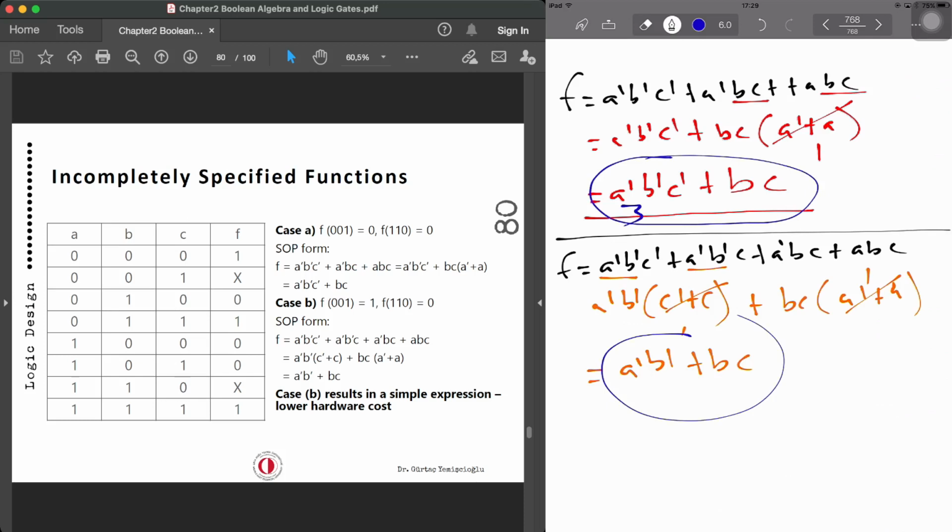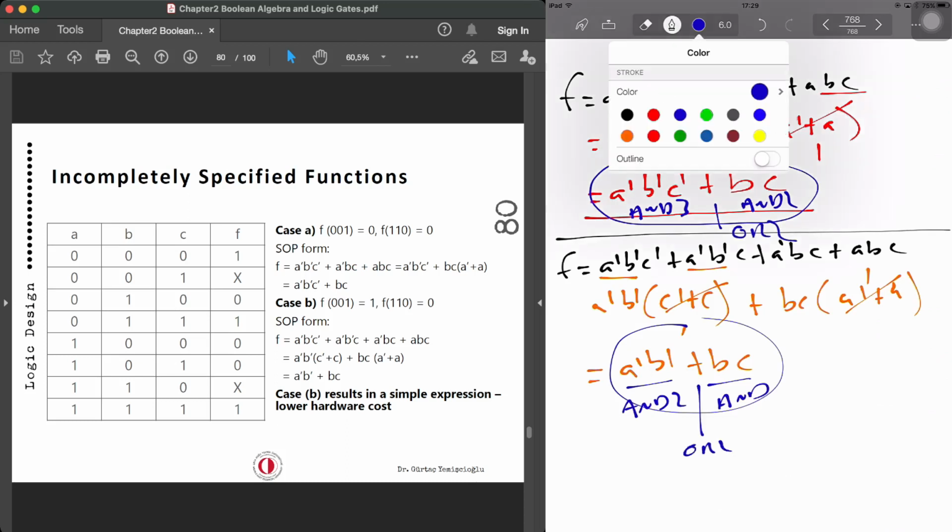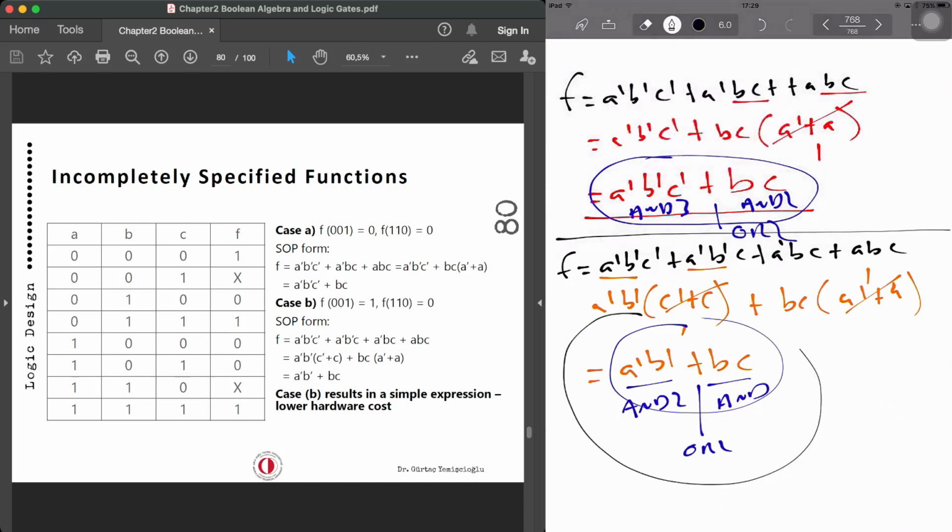inputs, AND gate, and 3. This is AND 3, this is AND 2, and this one has got AND 2 and AND 2, and of course OR 2. So literal-wise, this one, literal-wise, this is simpler, as we have got fewer literals over here.